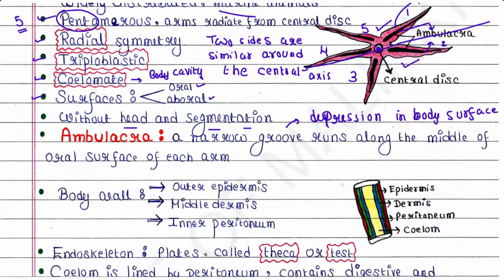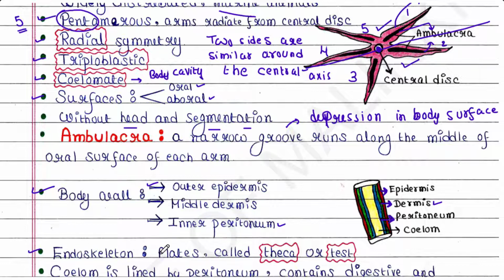Then body wall. So their body wall contains 3 layers. The outer layer is epidermis. So this is the red color one. This is the epidermis. Then middle part is dermis. This is the green one, that is dermis. And then peritoneum is this blue color. So it is peritoneum, that is the inner layer. So body wall has 3 layers.